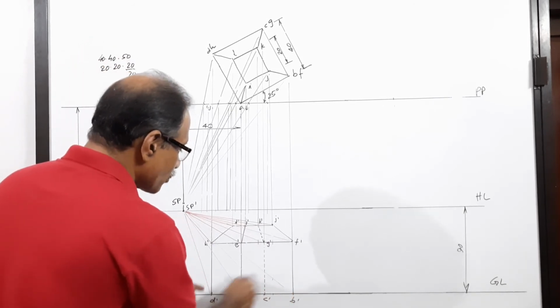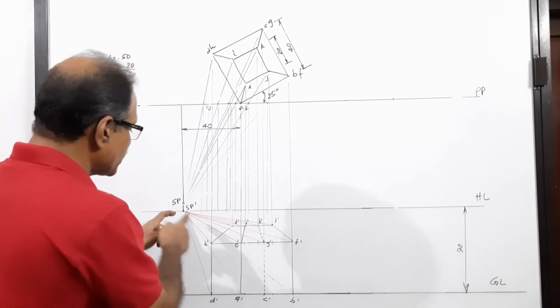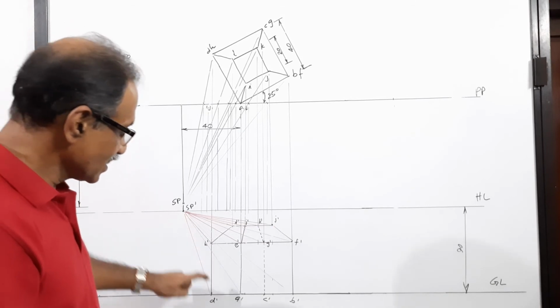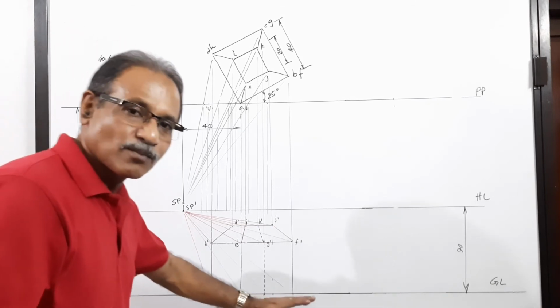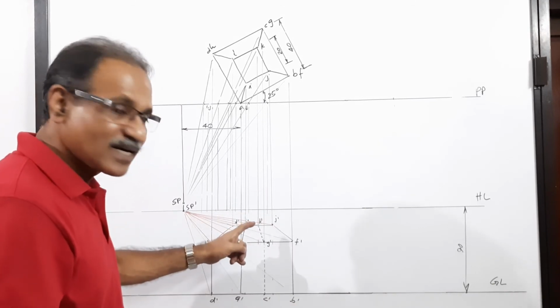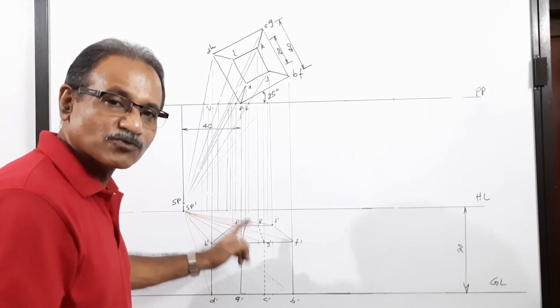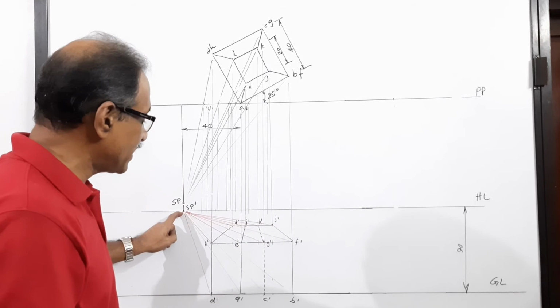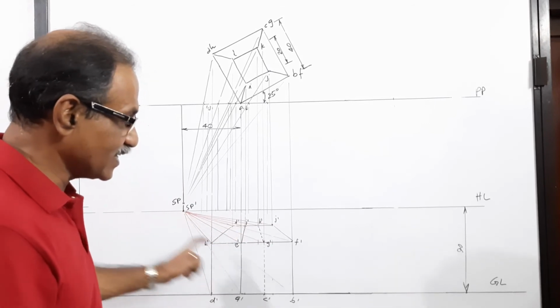Join 4 plus 4 plus 4, 12 points to SP dash: all the bottom points, middle points and top points. All the 12 points are joined to SP dash. You can see the red lines.